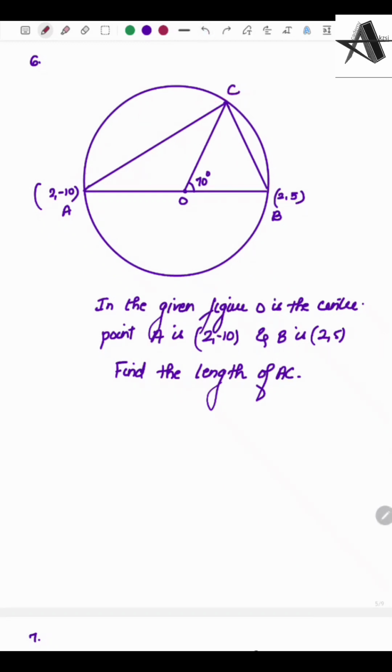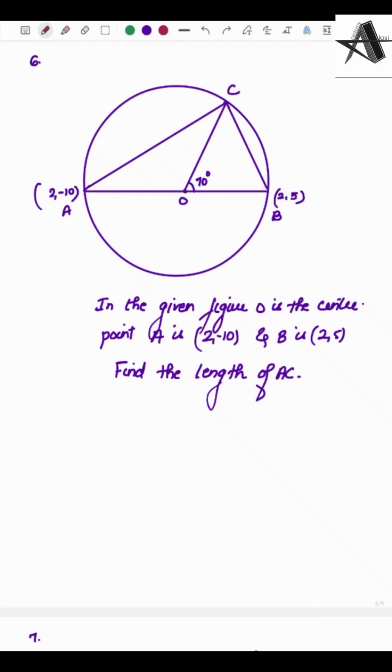Clearly we have to use some properties of the circle as well as the circle theorem. If you are aware of that, it would be easier for you to calculate. And if you're not aware or not in touch with the circle theorem, I'll be discussing the needed circle theorem or the properties here.